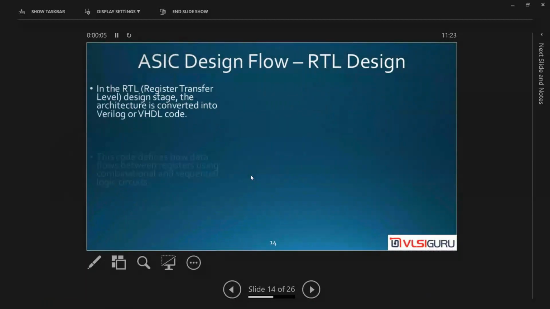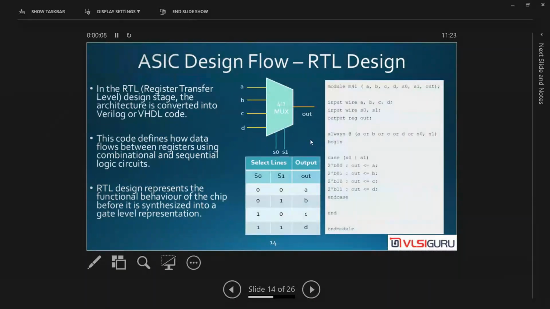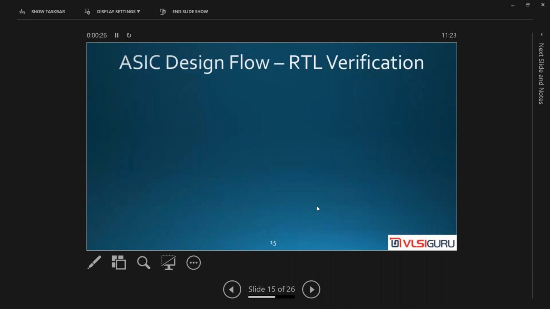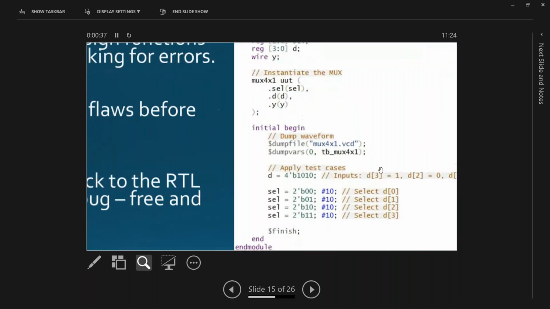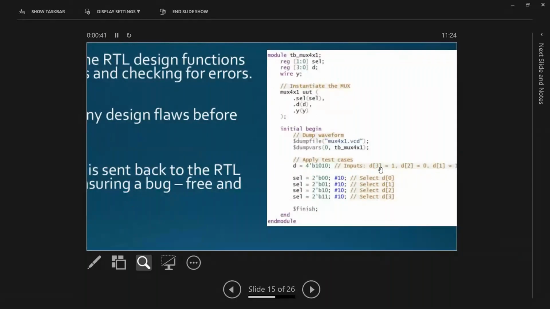I hope online students are able to see the presentation slides. Hello. Yes, ma'am. So this is the RTL design which I was talking about, the 4:1 mux example I had given. This is something you will see. Then comes the RTL verification. As I told you, a lot of, so here, now it is better here. Now you are able to see it, right? Yeah.